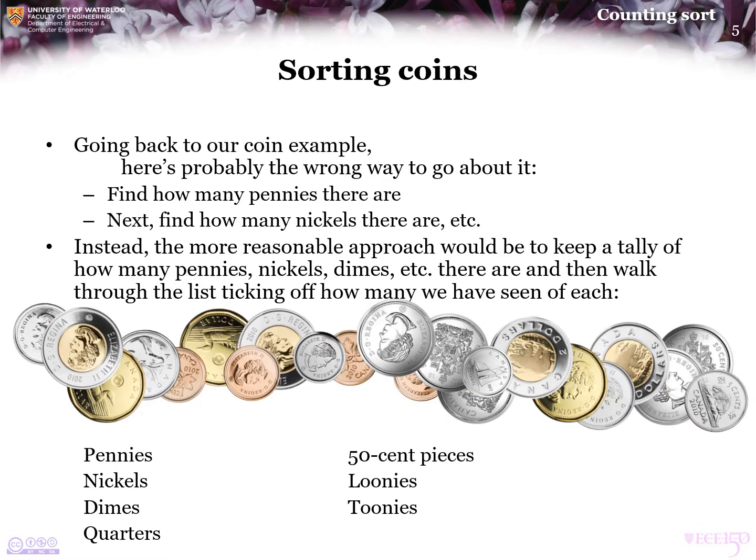So here we have our sequence of coins, and starting from left to right, we see that we have a nickel, a toonie, a loonie, a quarter, a penny, a loonie, another penny, another toonie, and so on and so forth, walking through the entire list of coins, checking off how many we see of each. Having gotten to the end, we now know that there are 4 pennies, 2 of each of nickels, dimes, and quarters, 5 50-cent pieces, 3 loonies, 4 toonies, and now we can quite easily create a sorted list.